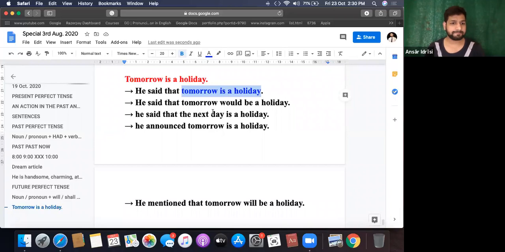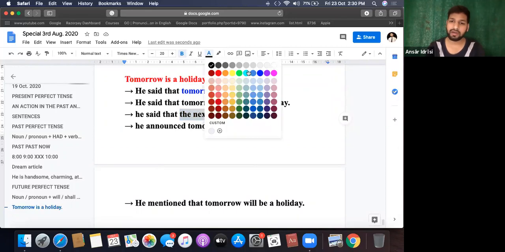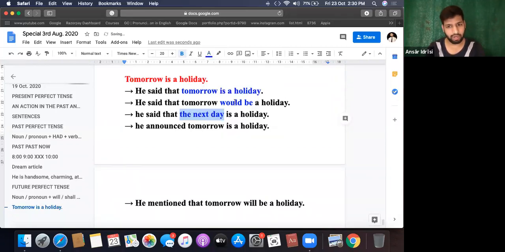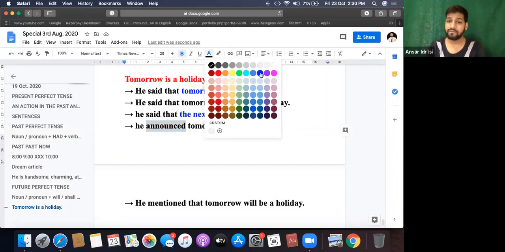You've got 2 marks. Next one. He said that tomorrow would be a holiday. I've just changed the modal auxiliary. Correct? Next. He said that the next day is a holiday. I changed the time. Modal auxiliary, change the time. He announced, I changed the verb.